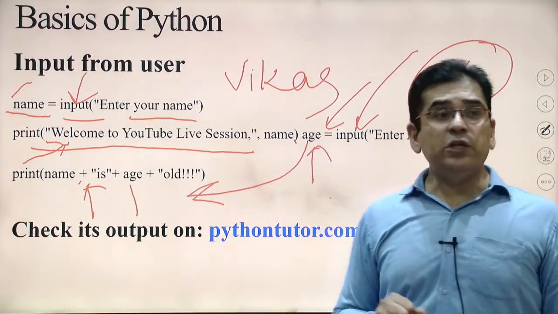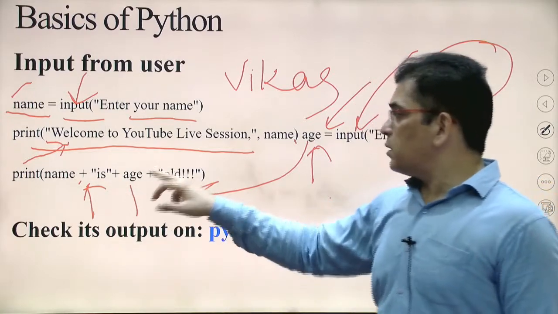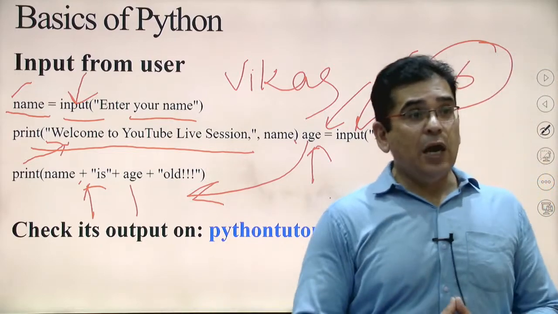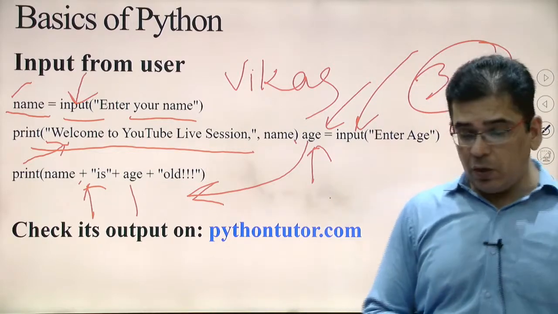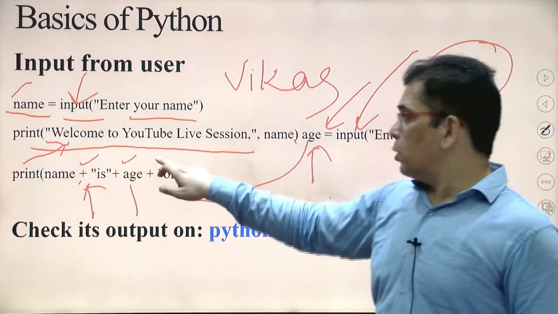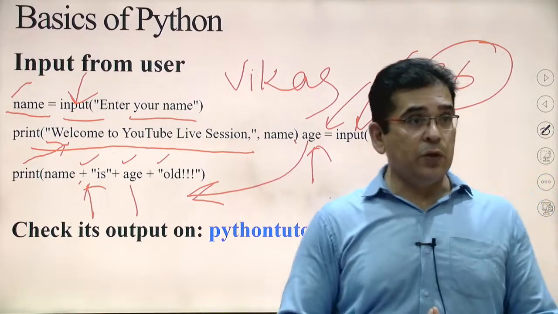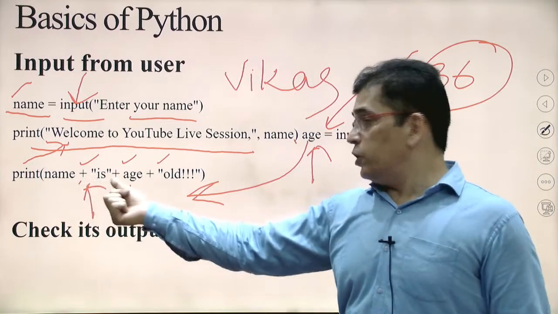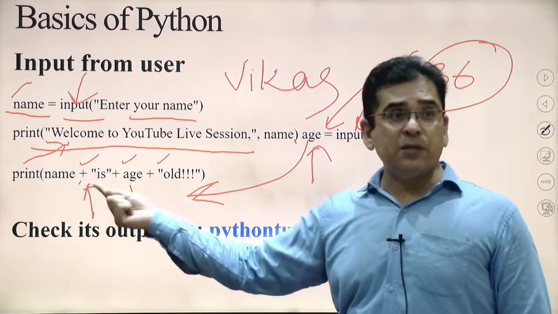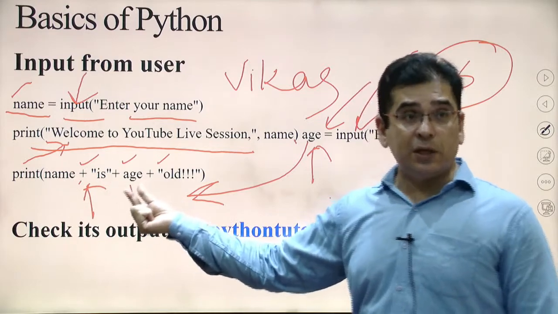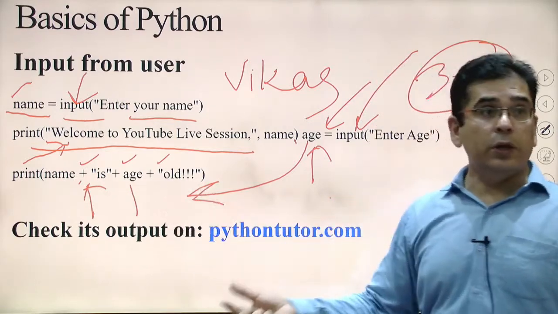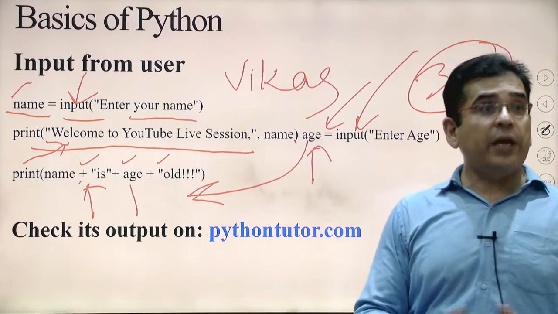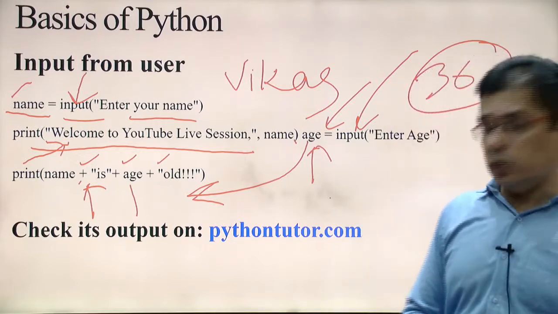So the output of this program is Vikas is 36 old and 3 signs of exclamation. So I will get the output with the 3 concatenation operators. Here 1, 2 and 3. 3 concatenation operators are used. The very first concatenation operator merges name, which is a variable, with the static string, that is. So Vikas is, then another concatenation operator 36, then another concatenation operator old. So this program will demonstrate how to take input from the keyboard and how to print output on the screen.